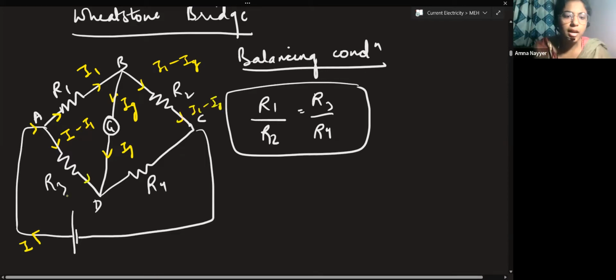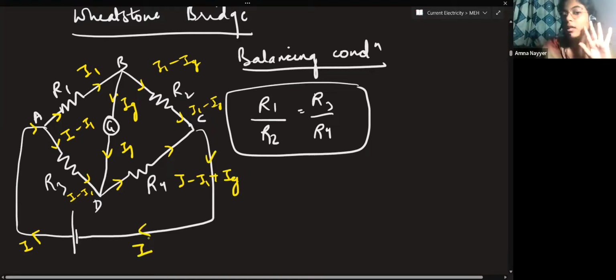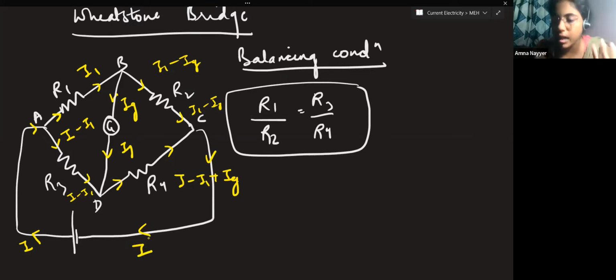Now see, I1 minus Ig is left in this branch. In the other branch, you have I minus I1 coming from AD, and Ig is coming. The total current this branch will receive will be I minus I1 plus Ig. Now see, Ig gets cancelled, I1 gets cancelled. Only current I flows back. So this shows that all the current divisions I have taken in this calculation are correct.